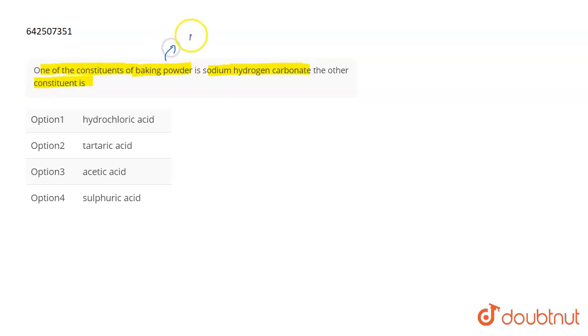Baking powder is basically made of NaHCO3, which is sodium hydrogen carbonate, which is baking soda, along with a small amount of mild edible acid, which is tartaric acid. So it is along with a small amount of tartaric acid.